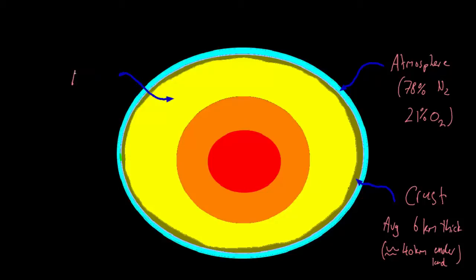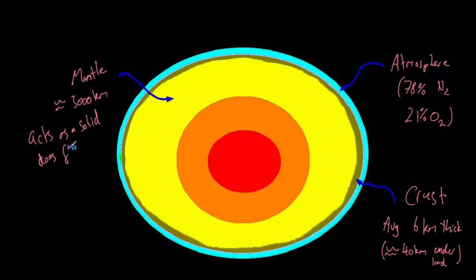Next, if we look slightly deeper into this yellow part here, we have what is known as the Earth's mantle. Sorry about the handwriting, M-A-N-T-L-E. The mantle. Now the mantle is way thicker, it's approximately 3,000 kilometers thick. And it's pretty much a solid. We say it acts as a solid.